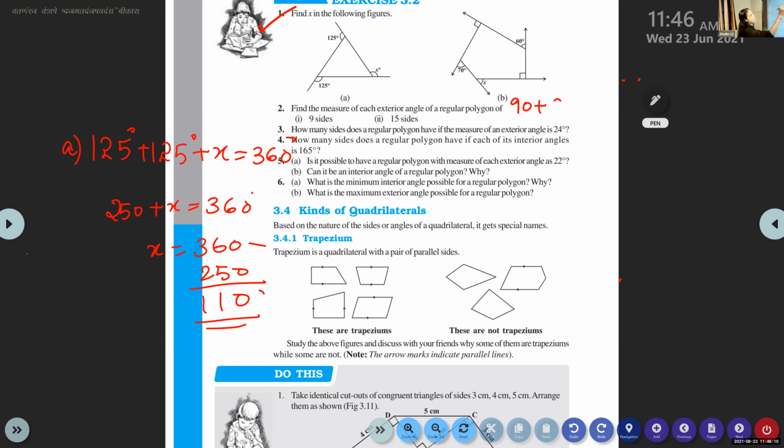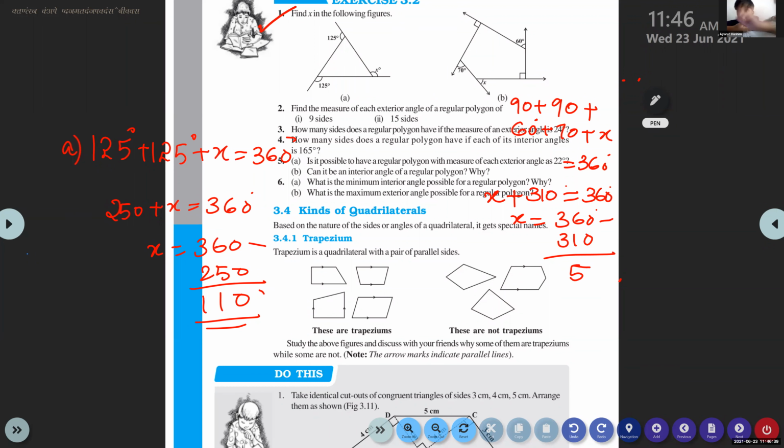90 plus 90 plus 60 plus 70 plus x is equal to 360. 90 plus 90 is 180, plus 130 is 310, plus 70. So 310 plus x is equal to 360. 360 minus 310 is equal to x, and x is equal to 50 degree.